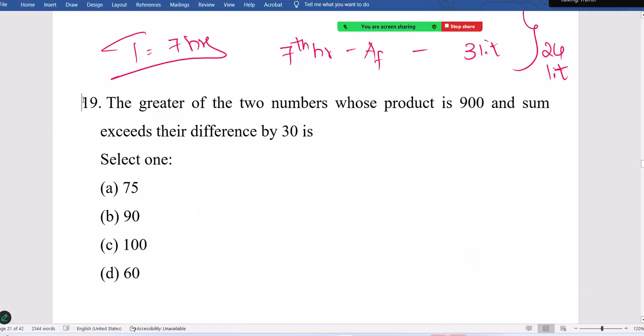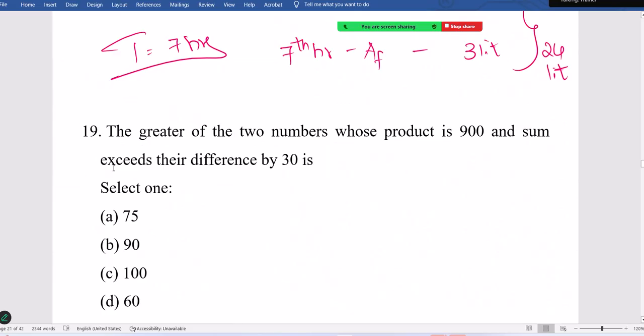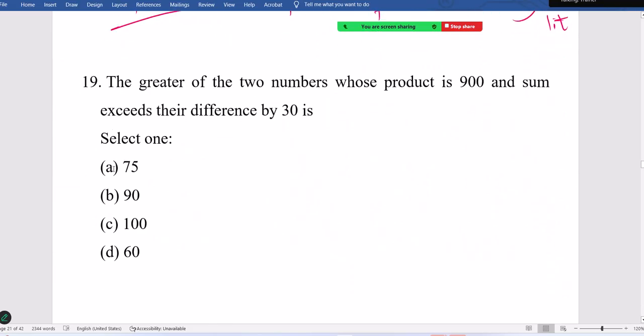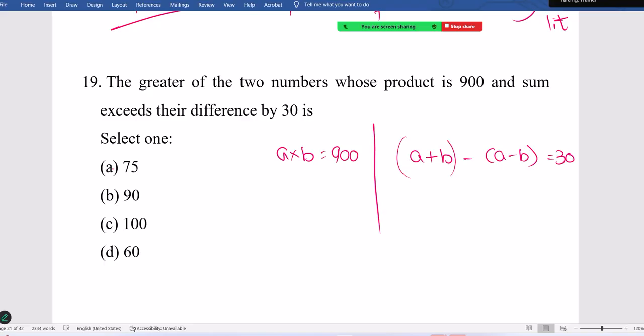Now see this 19th question. You have to find the greater of the two numbers whose product is 900. A into B is 900. The sum exceeds the difference by 30. The sum is 30 more than the difference, meaning the A value is 15. B value will be 60 automatically.